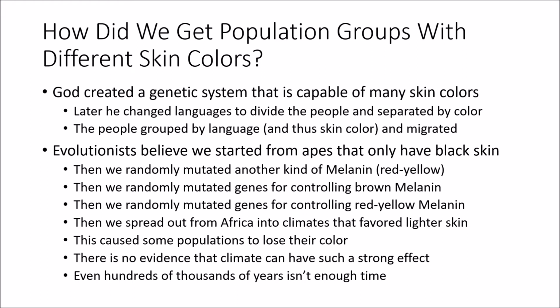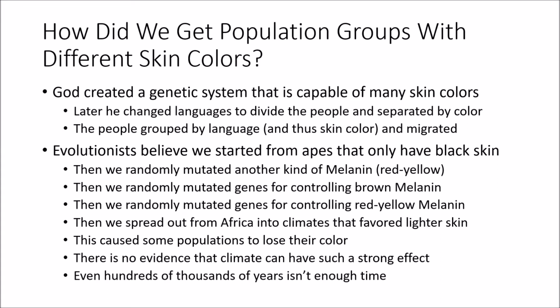Evolutionists, of course, don't believe any of that. They have a much different story, much more complicated story. They believe that we started from apes that only have black skin, okay? And Africa is where they believe that happened. So what they believe happened is these apes randomly mutated another kind of melanin, that red-yellow melanin, and then they mutated a gene system for controlling the brown melanin, and then they mutated a gene system for controlling the red-yellow melanin. And all of these things had to have happened because apes don't have the ability to produce anything other than a dark skin color.